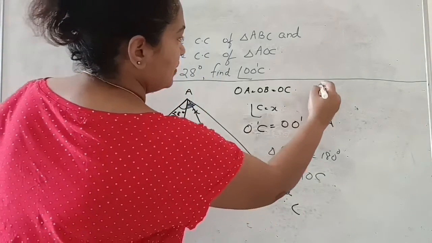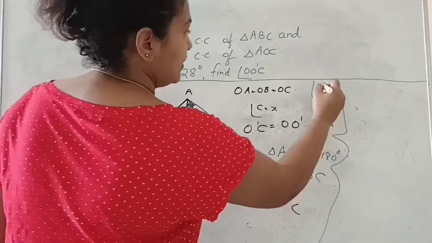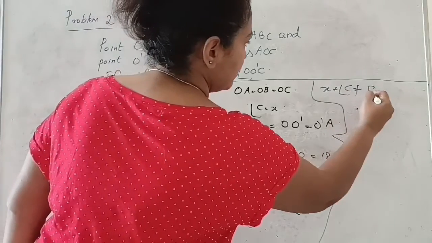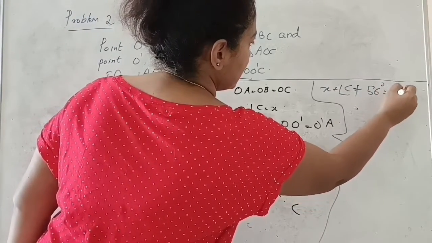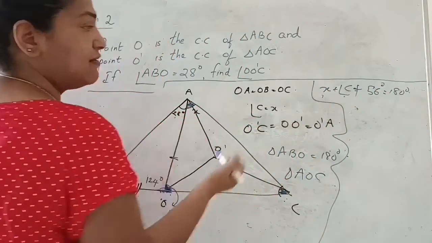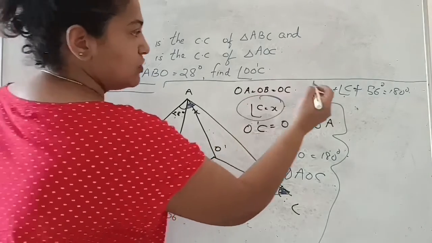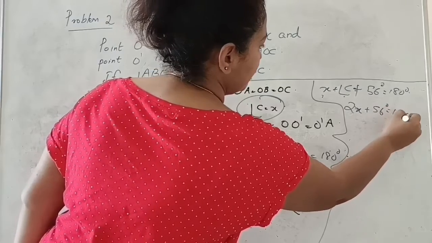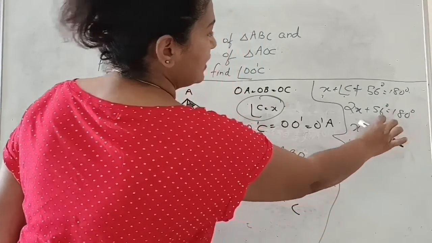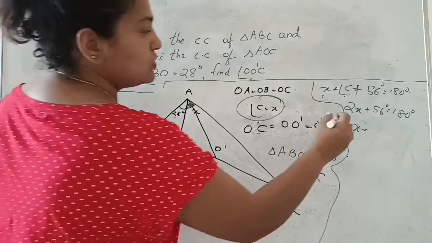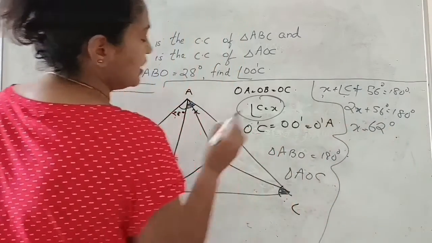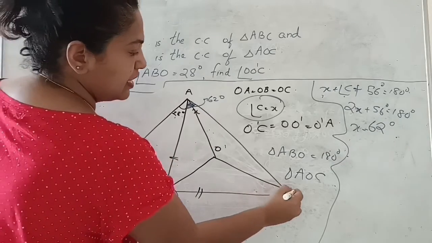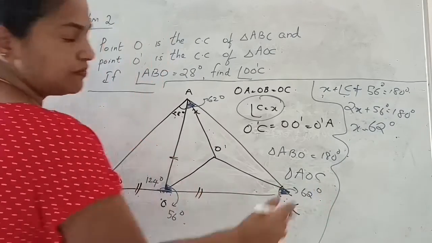I can say that X plus angle C plus 56 degrees should give me 180 degrees. And X and angle C are equal. So I can write it as 2x plus 56 is equal to 180, or x is equal to (180 minus 56) by 2, which will give me a value of 62 degrees. Or I can say that here the measure is 62 degrees. Here also the measure is 62 degrees.